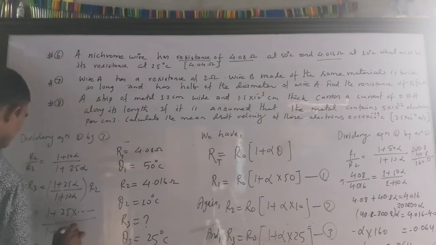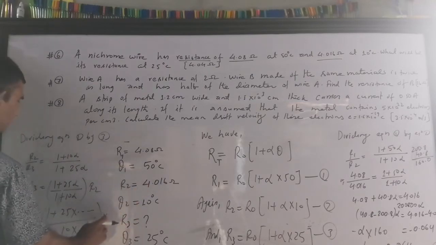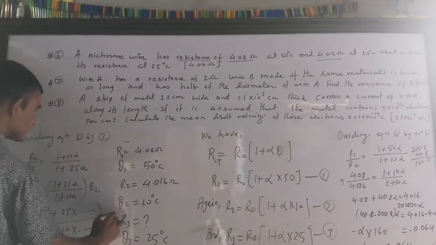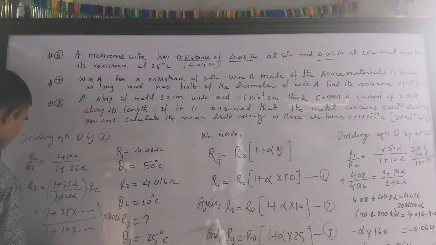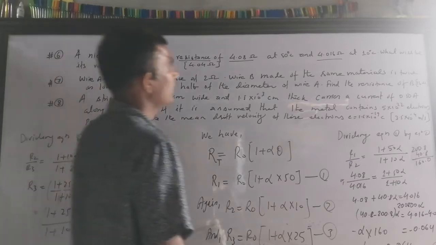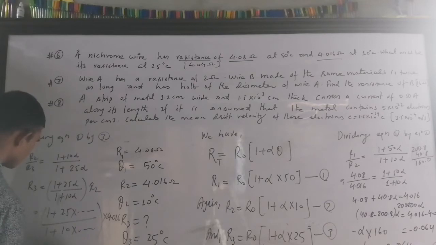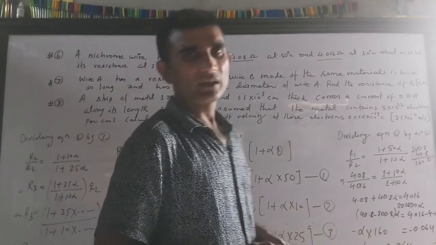Now everything you have: 1 plus 25 times the alpha value you just got here, and 1 plus 10 times alpha, and what result are you getting? Multiply this by R2, and the R2 resistance was 4.016, and finally you press the calculator and you will probably get the answer, I think 4.04 ohm resistance. So this was the question I chose for the temperature dependence of resistance. If this type of question also comes, then you can use this and solve it.